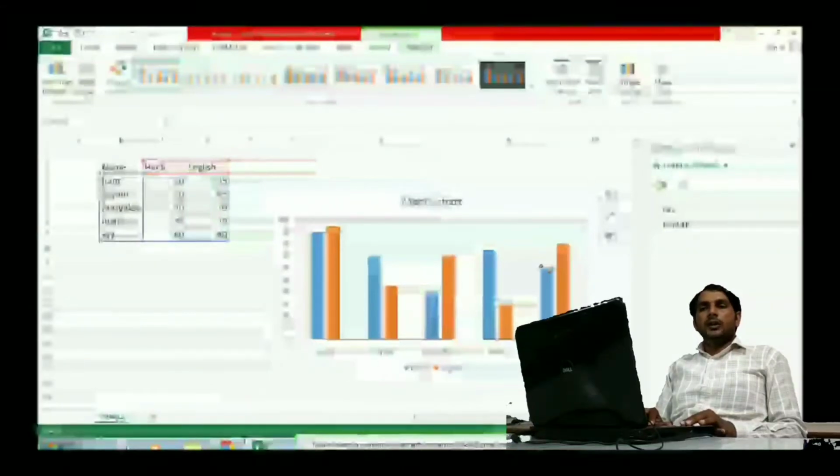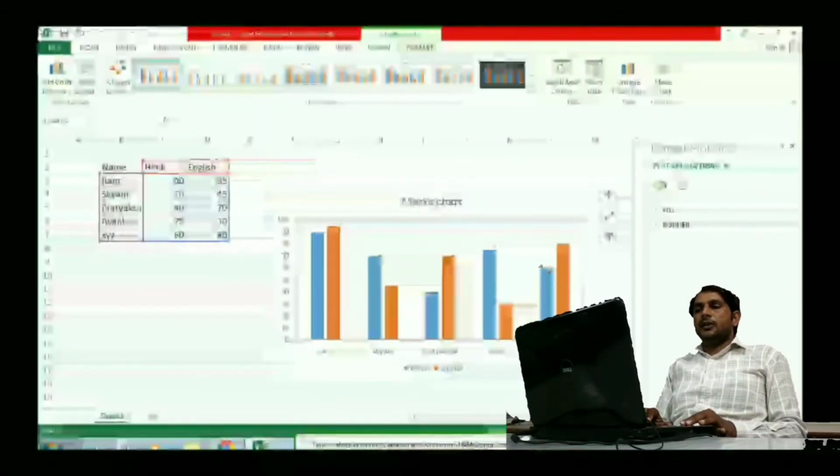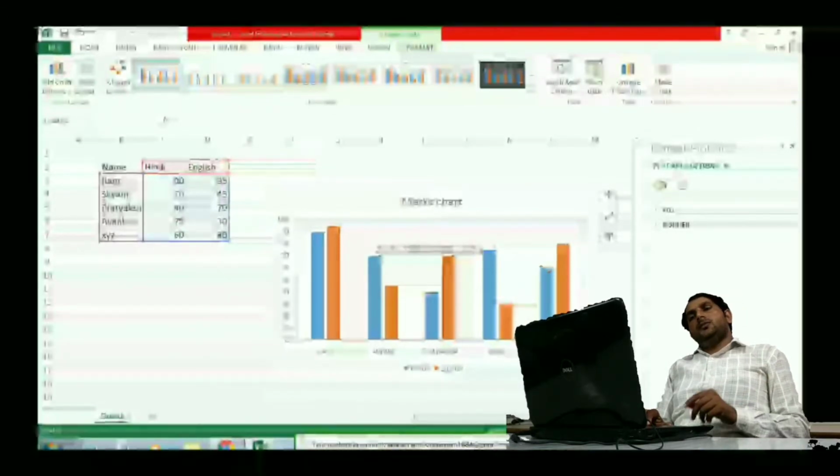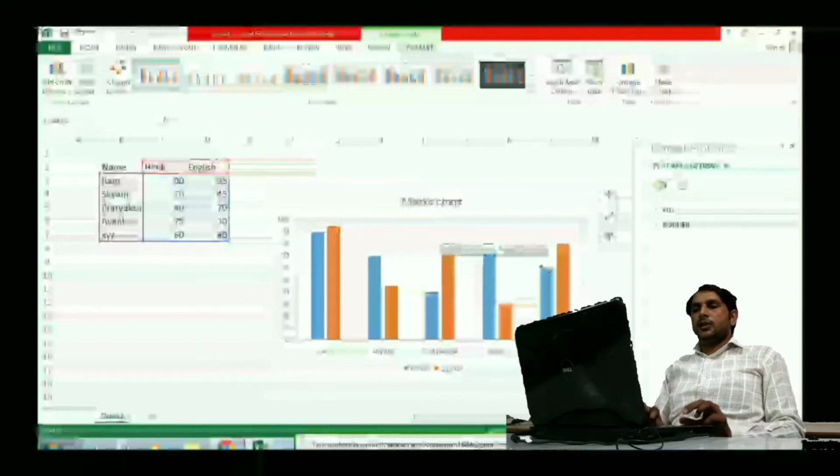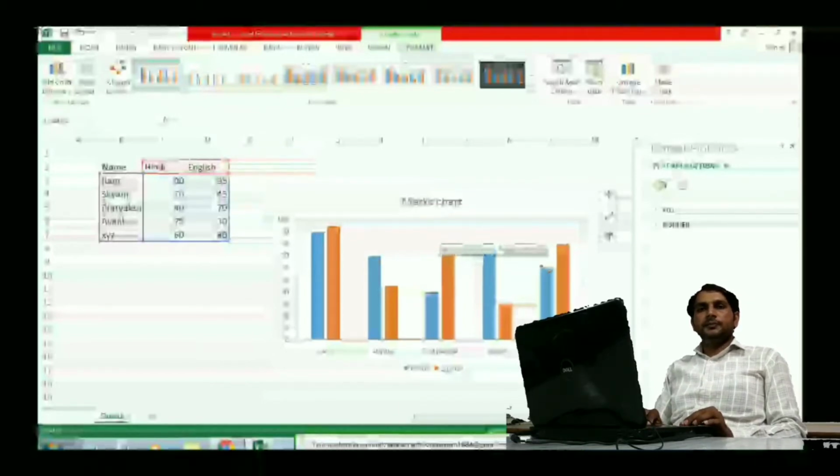What are these? These are called grid lines, and these bars are called data series. Here we have two kinds of data series. First, this one is the blue color data series, and next one here you can see is the orange color data series.